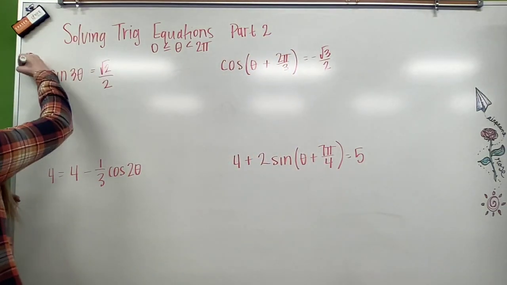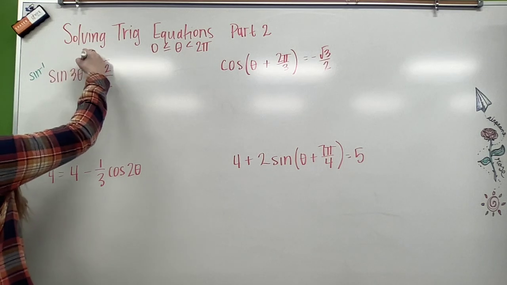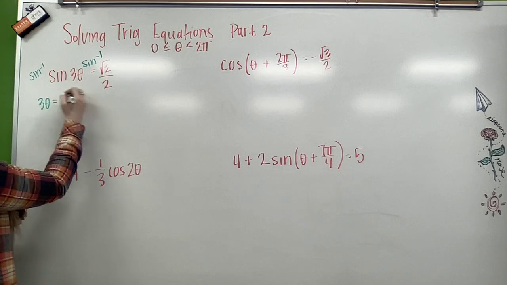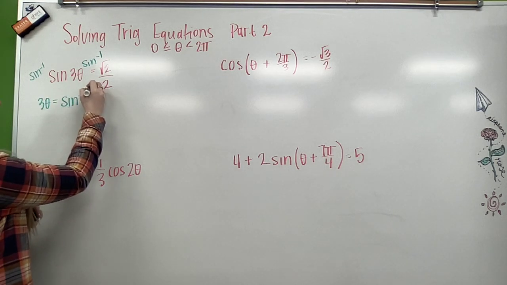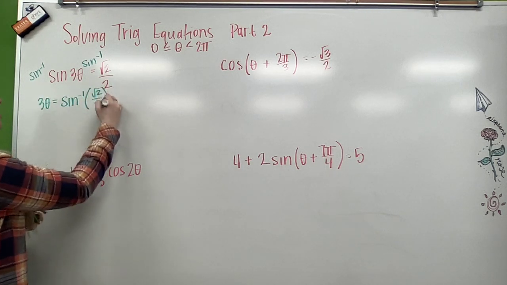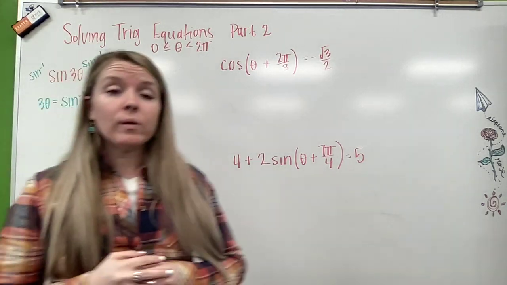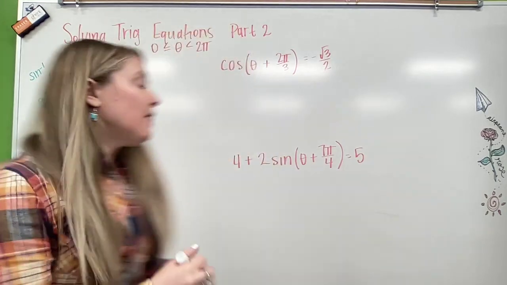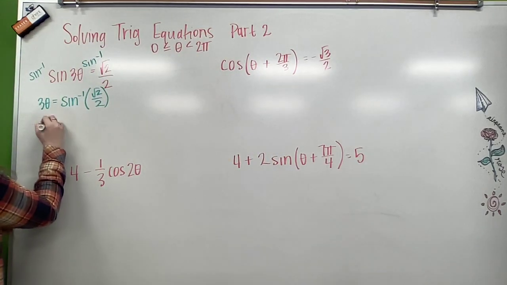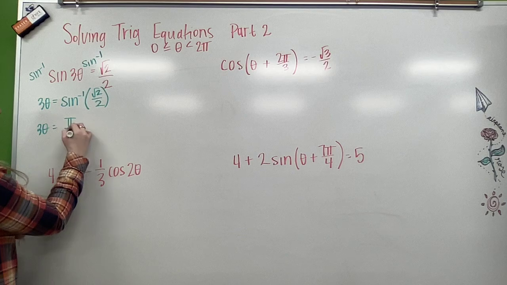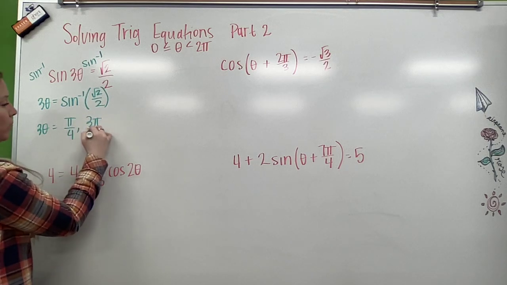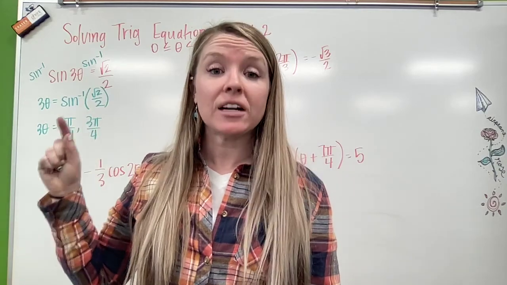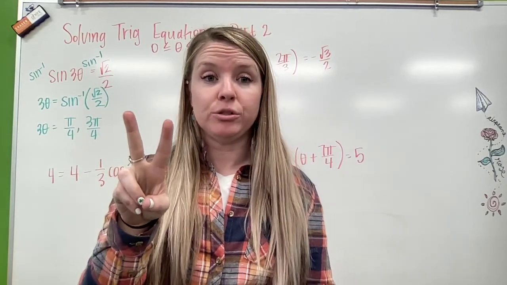So I'm going to start with my sine inverse. Since my trig is already isolated, now I have 3 theta equals the sine inverse of root 2 over 2. So what I know is sine is going to equal root 2 over 2. So where does that happen? That's going to happen at pi over 4 and 3 pi over 4. The issue is because we have that period change, we're actually going to have more than these two solutions.